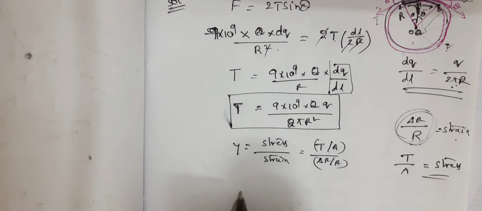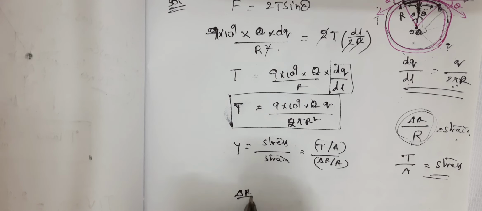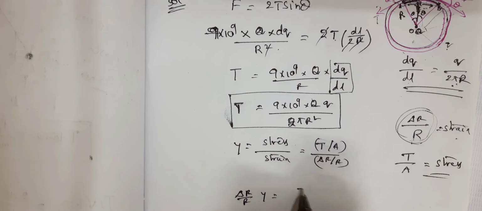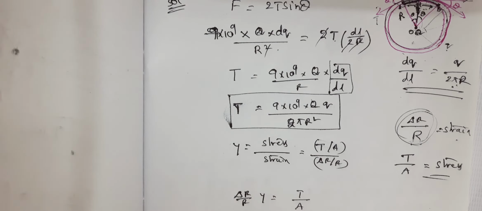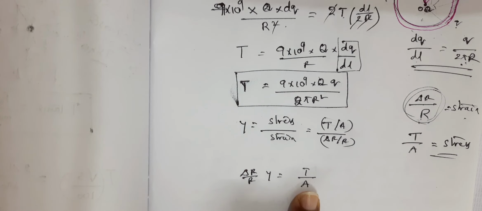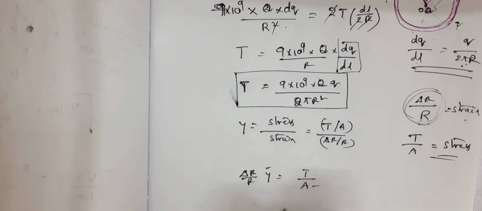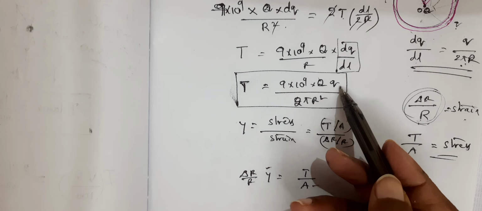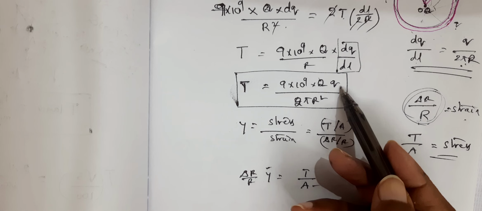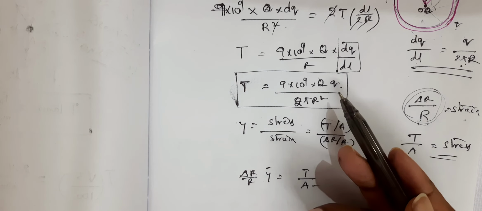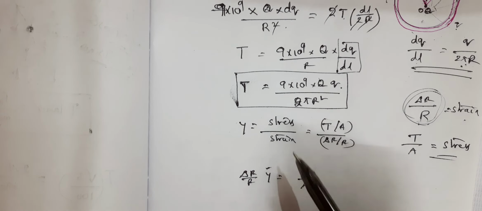So now let us do this one. Delta r by r into y is equal to T by A, where A is the area of cross section, which is already given to be 10 power minus 6 meters square. So Young's modulus is given, A is given, and charge small q is given to us. Radius is given, capital R, which is 0.1 meter. So therefore now we have to find out only delta R.